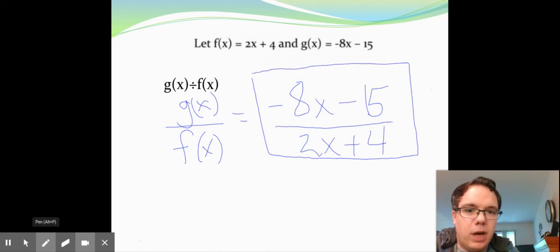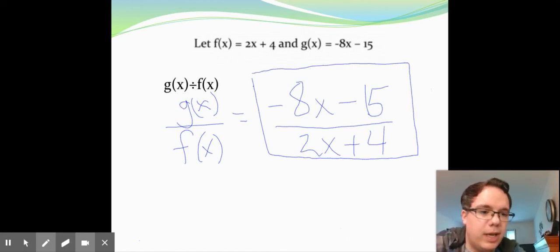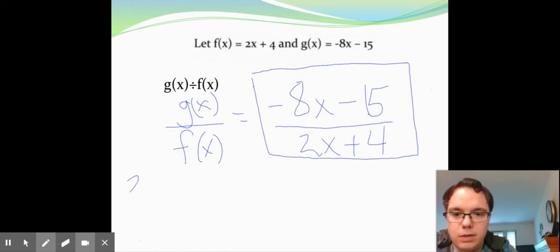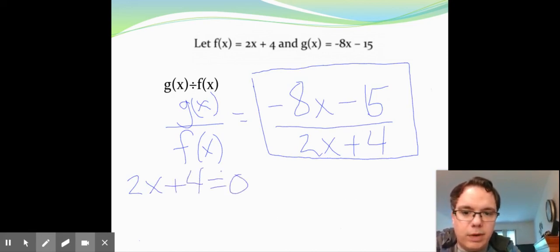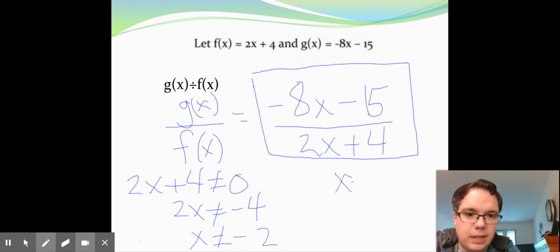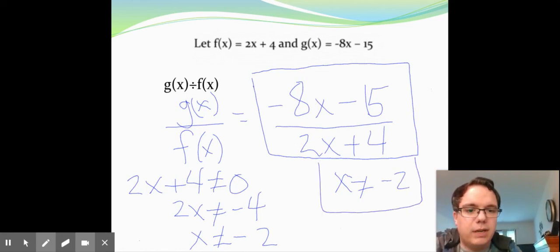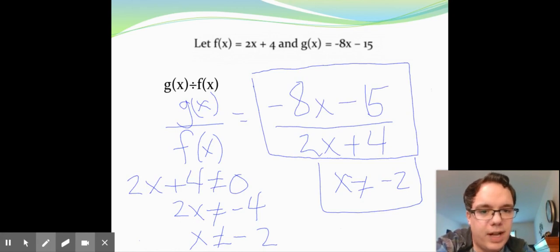And then remember, when we are dividing, we have to tell which number can't go on bottom if we have a variable on the bottom, and here we do. So 2x plus 4, if 2x plus 4 equals 0, we'd be in trouble. So we want to find out what x can't equal. So I'll subtract my 4 over, and we'll get 2x can't equal negative 4. And then if I divide by 2, we'll get x can't equal negative 2. So x can't equal negative 2 is part of our answer, because if x did equal negative 2, we'd have a 0 on the bottom. We'd be trying to divide by 0. And remember, that is undefined.